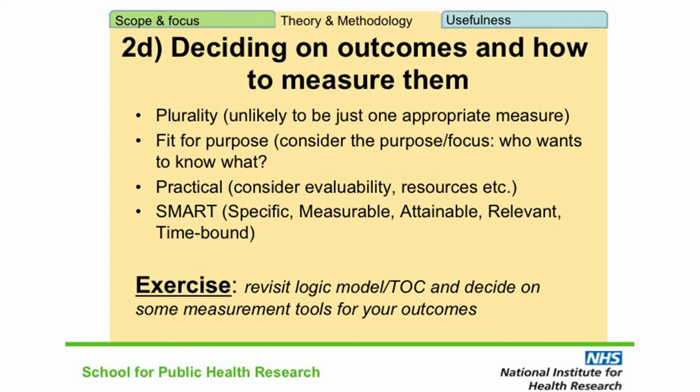Outcomes need to be practical, so you need to think about what resources you have, are the data that you need available, and so on. And it's useful to think of them in SMART terminology. So are the outcomes specific, measurable, are they attainable, relevant, and are they time bound?